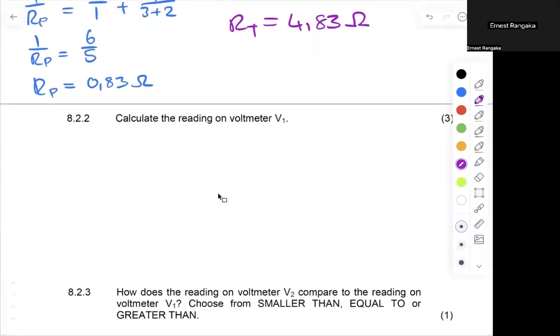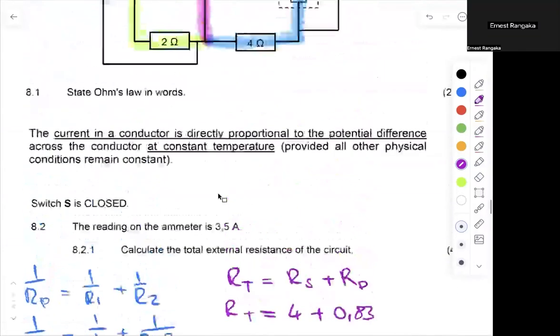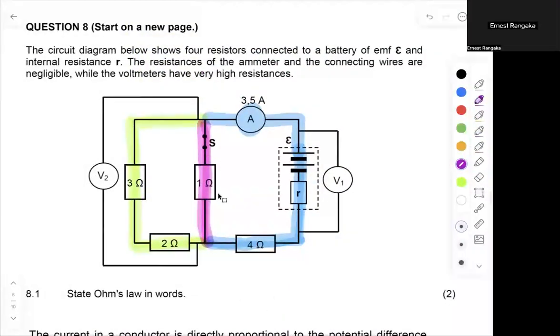8.2.2, calculate the reading on voltmeter V1. Let's quickly go back. The reading on voltmeter V1, I need to look at what voltmeter V1 is. Voltmeter V1 is this over here, and that's going to be giving me a value of whatever my V external is going to be, right? That's going to be my V external because my switches are all closed and I do have energy flowing in my circuit. And in that case, I can just use V external.